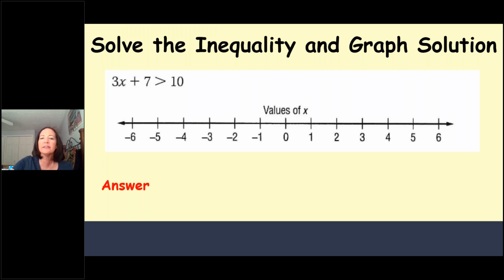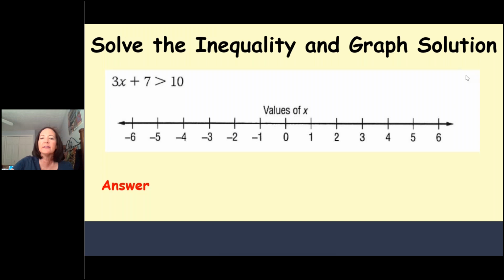So it says, solve the inequality and graph the solution. So we have to do two things now. We have to kind of put it all together. The first thing we have to do is solve the inequality. I'll let Danielle solve the inequality, and then I'll have Tylisha help us graph the answer. So Danielle, solve that for us. 3x plus 7 is greater than 10.